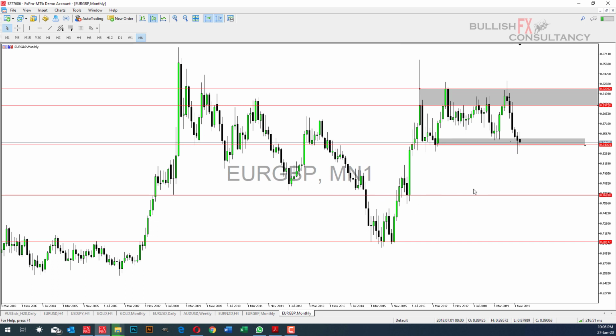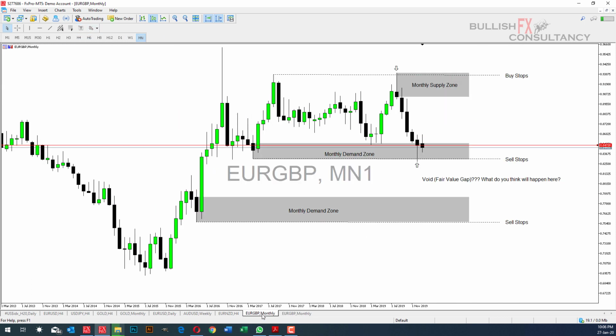Now when we look at this chart, we ask ourselves, where is the market likely going to rally to look for liquidity? Now in this case, let me switch back to the chart that I shared in the group. Market is likely going to rally to these points that I've marked here. We've got sell stops here, right? This is our monthly demand zone. We've got the monthly demand zone here and a supply zone here.